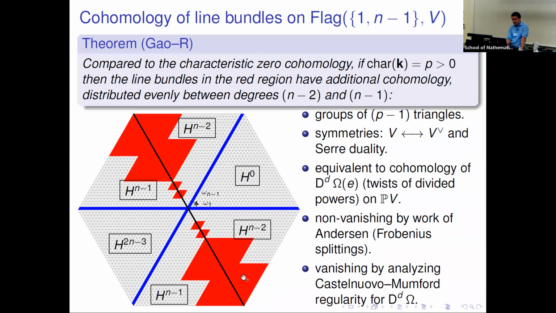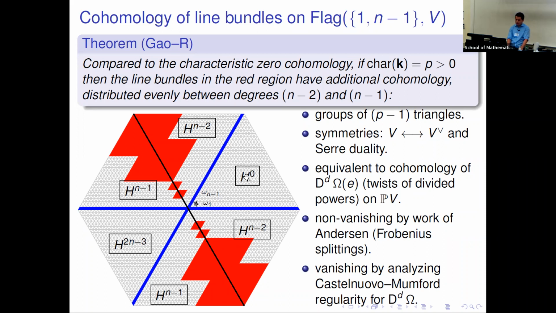If you ignore this red region, Borel-Weil-Bott will tell you we only get H0 here, only H^(n-2) here, only H^(n-1) here, and so on. And so what we prove is that when you pass to characteristic p, you get this extra cohomology throughout the red region. And this red region has some kind of fractal behavior. Of course, there are explicit formulas we can write down, but there's a lot of symmetry to this picture coming from the fact that you still have Serre duality. You can interchange lines with hyperplanes. So really, if you understand what happens in one of these regions, then you understand what happens everywhere.